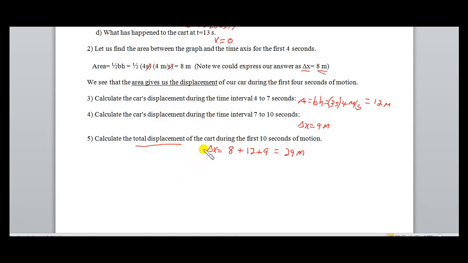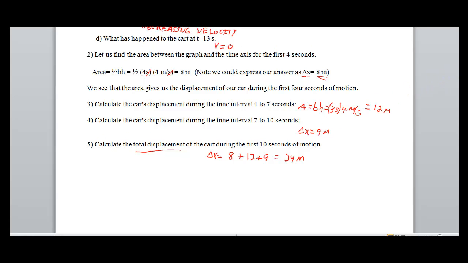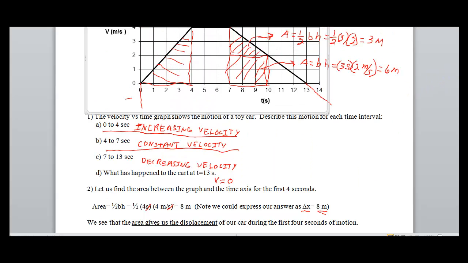Okay, let's compare answers. First of all, the displacement during the time interval between 4 and 7 seconds. It was indeed a rectangle. We take a look at our graph up here, and our rectangle is this region right in here. And we can see the base is 1, 2, 3 seconds. The height is 4. 3 times 4 is 12. So it gives us 12 meters as the displacement that took place when it was traveling from here to here.